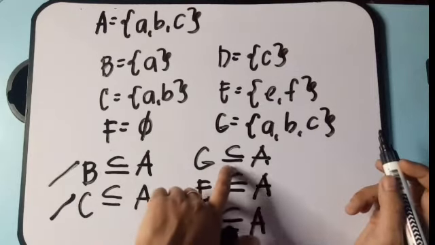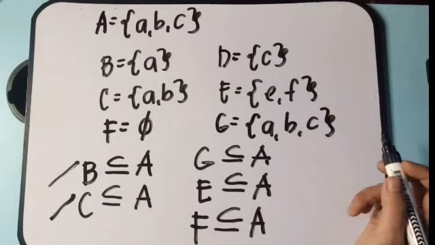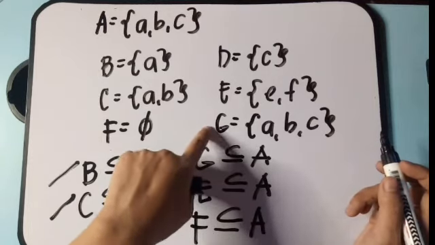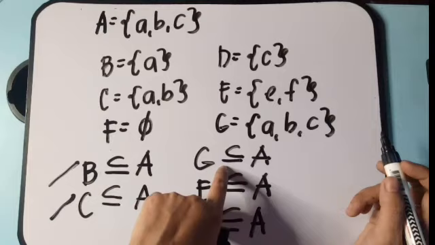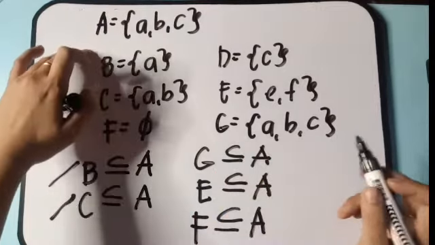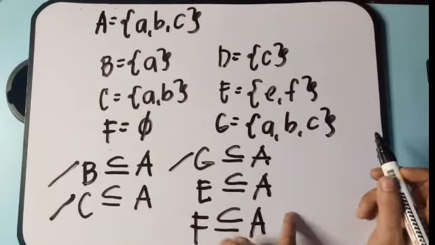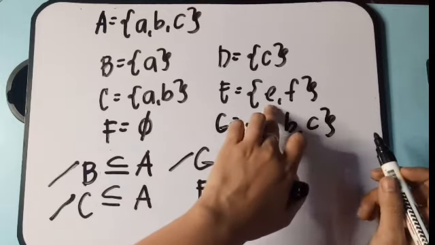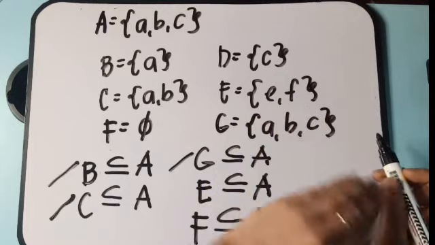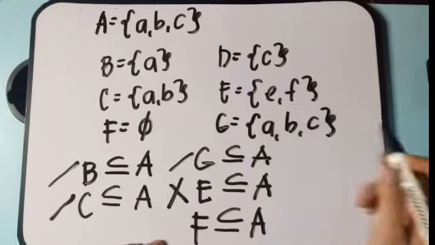Next, G is a subset of A, or the given set can be a subset of itself, class. So, parang gumamit lang ako ng ibang set dito. Pero, tama ba ito? G is a subset of A. Yung elements ni G, meron ba sa elements ni A? Yes, therefore, this is check. Next, E is a subset of A. Tignan natin si E. Si E ay merong E at saka F. Yung elements ni E, nakikita ba natin sa elements ni A? No. Therefore, this is wrong.